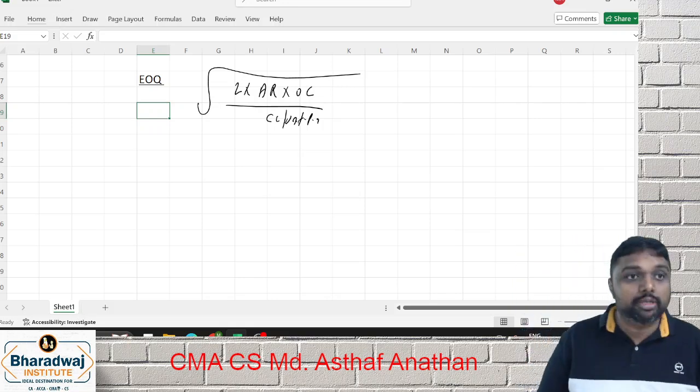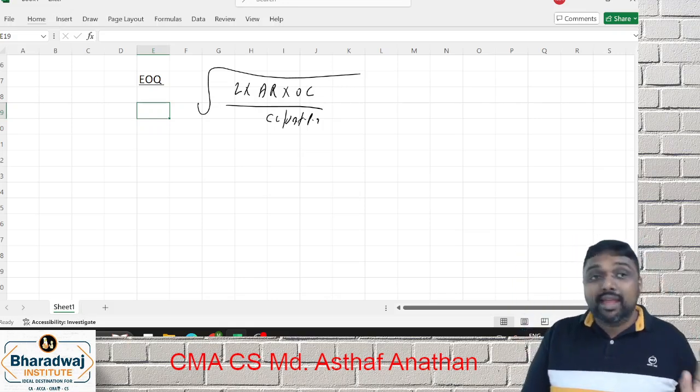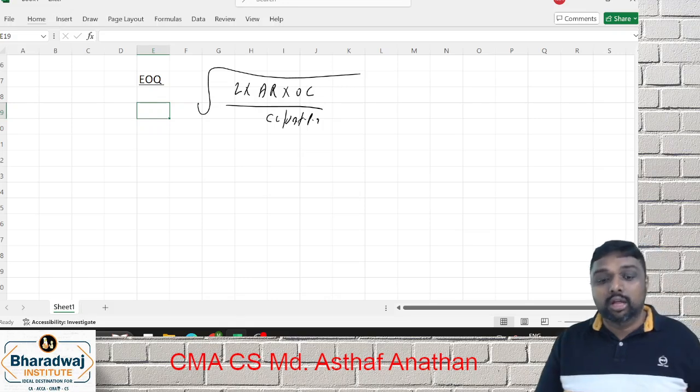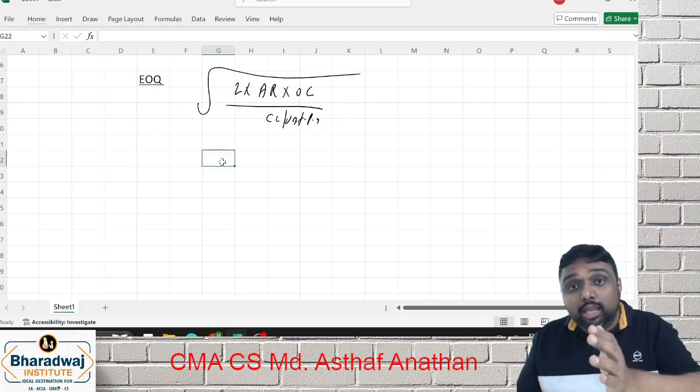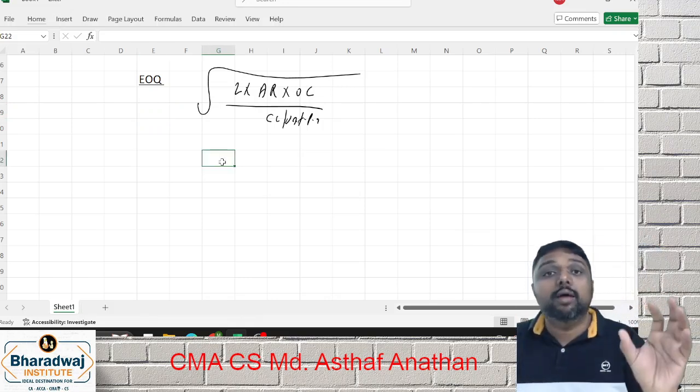Some friends in their preparation only mug up the formula. But in the exam, they don't ask just the EOQ. They will ask you to compare the EOQ with the existing policy. What is the amount you can save?